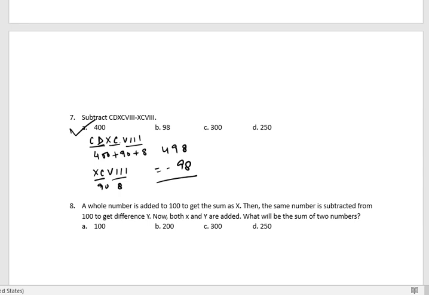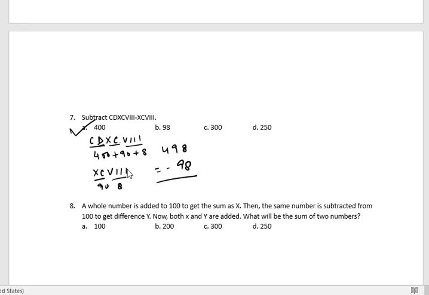Let's move to the next question. A whole number is added to 100 to get the sum as X. Then the same number is subtracted from 100 to get difference Y. Now both X and Y are added. What will be the sum of the two numbers? This looks confusing, but it's actually one of the easiest questions if you think logically. So pause the video and try to do it yourself.